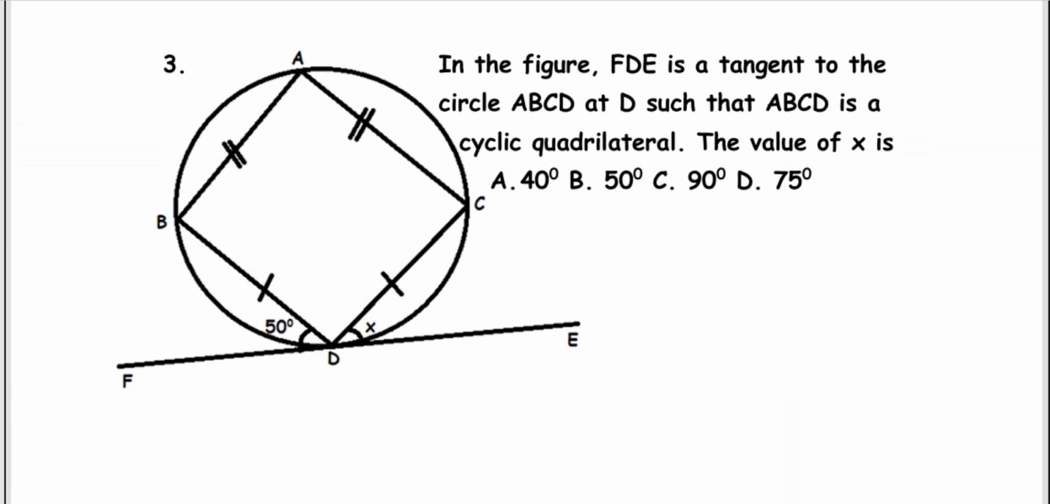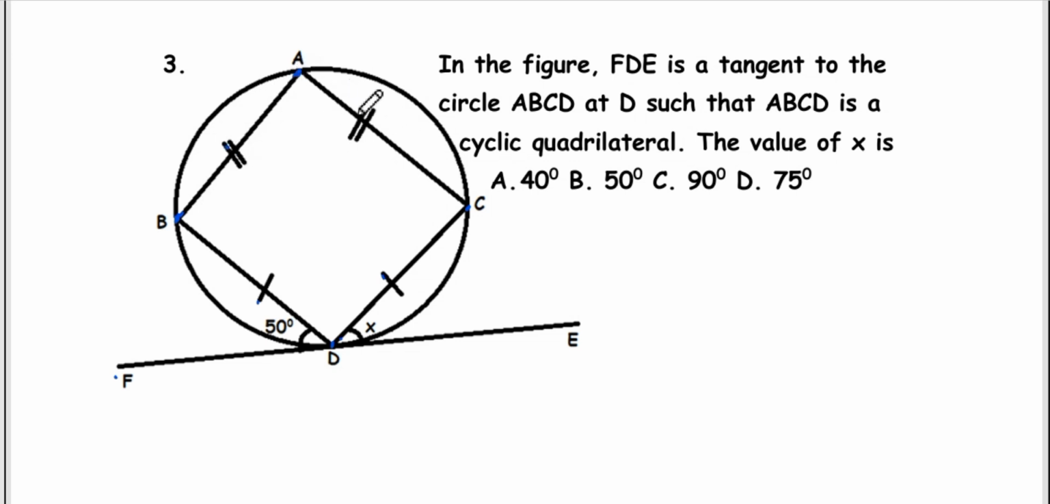And for the next question, it says in the figure, FDE is a tangent to the circle ABCD at D. This FD, this line FDE, such that ABCD is a cyclic quadrilateral, because the 4 vertices touch the circumference of the circle. Now find the value of x. This sign means that BD is equal to CD. This also means AB is equal to AC.